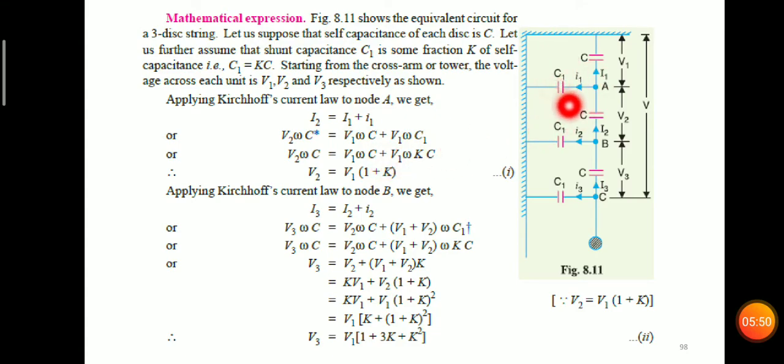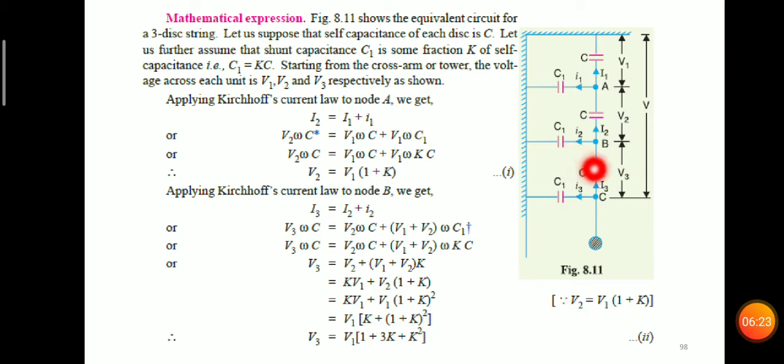Then small i1 is the voltage across capacitance C1 into omega C1. The voltage across capacitance C1 is also equal to V1, as this point has a potential of V1 and this point is earth. So small i1 is V1 into omega C1. So I2 equals V2 omega C equals V1 omega C plus V1 into omega KC, as C1 is K into C. Or V2 equals V1 into 1 plus K.